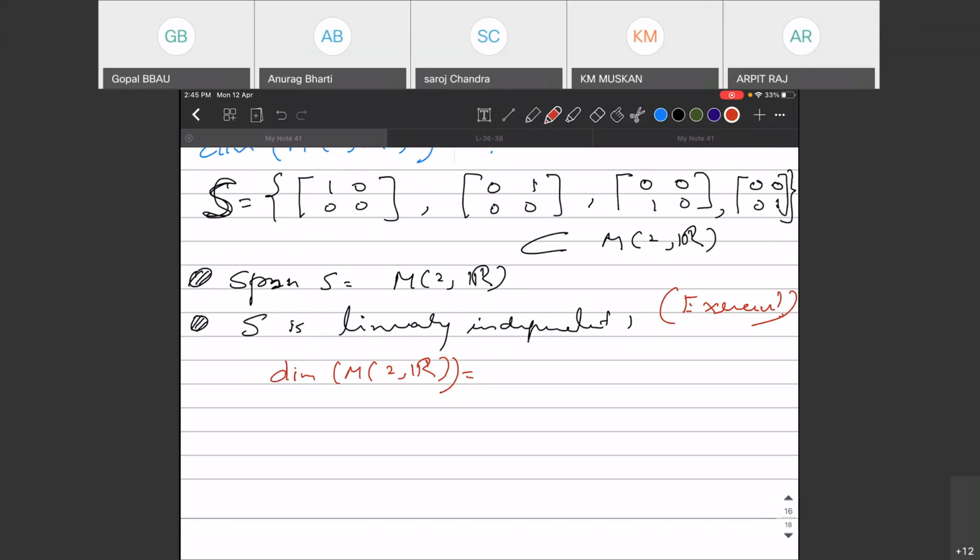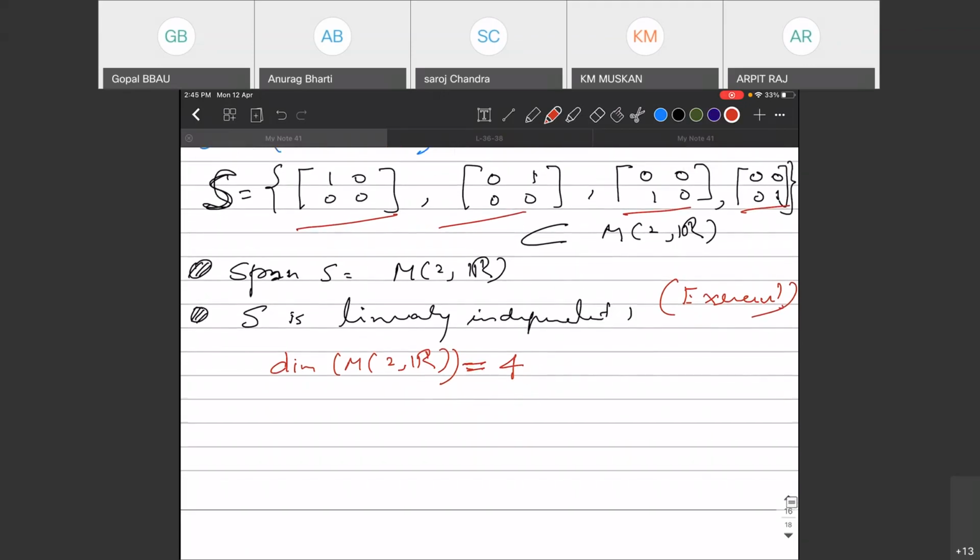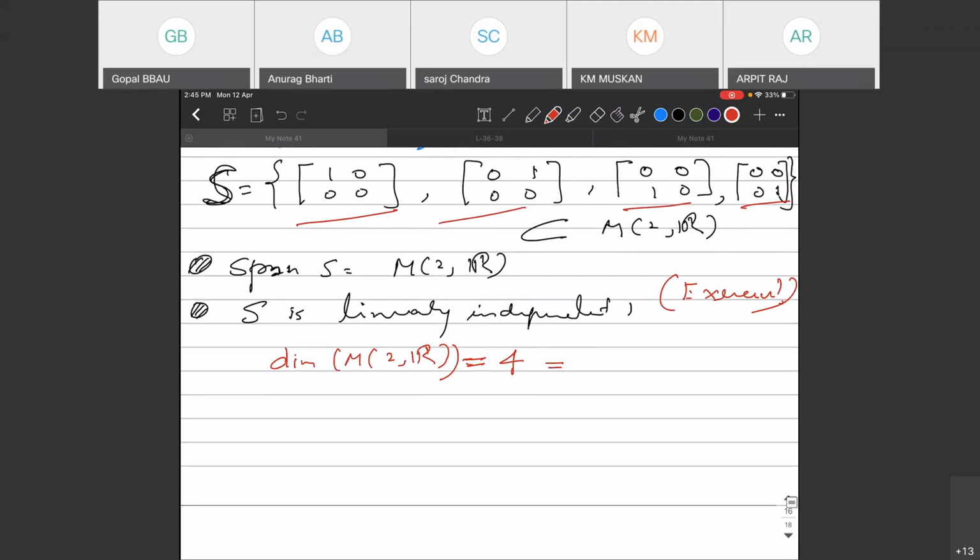Hello? फोर हाँ, फोर टू बोला आपने? क्या बोला? टू बोला कि फोर बोला? Sir, 4. Four, because this set S is a basis and it has 4 elements. Okay, so the dimension is 4. Now you see there is a relation between 4 and 2. It can be represented as 2 square.